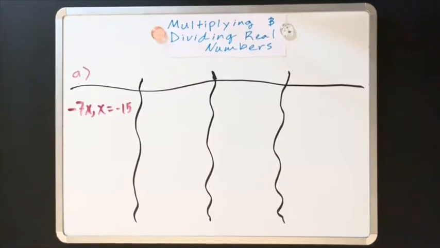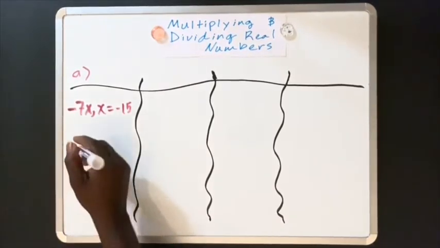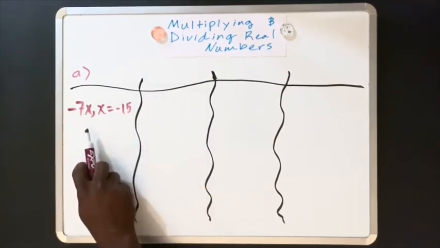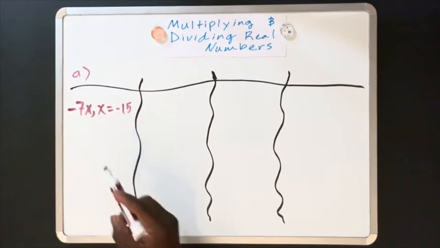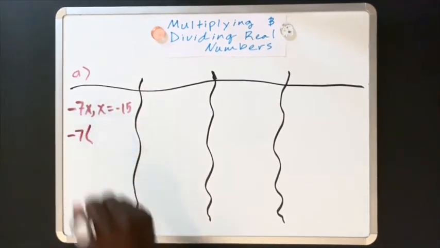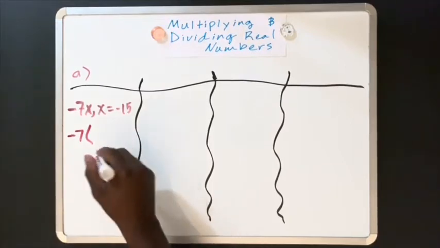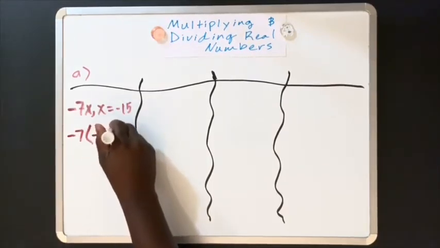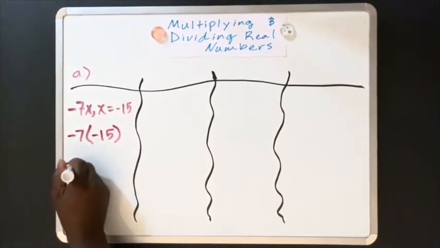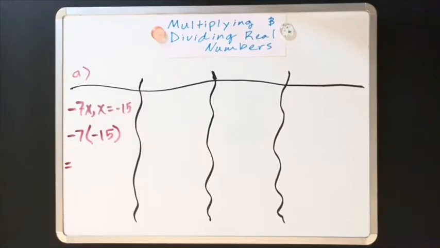So in this case, we have our expression, negative 7 times x. What I'm going to do is substitute negative 15 for x and rewrite that. So instead I write negative 7 times, what is x equal to? Negative 15. There we go.